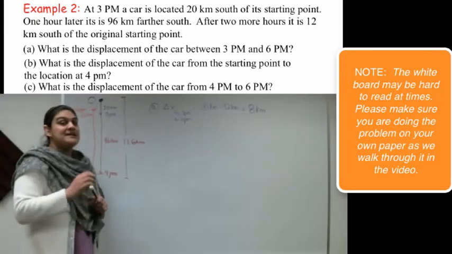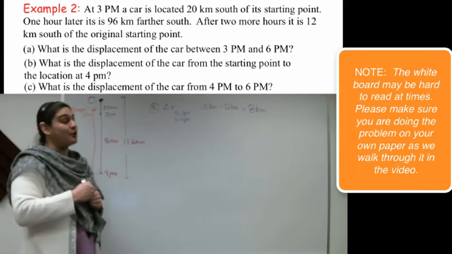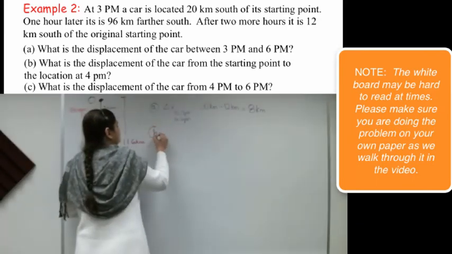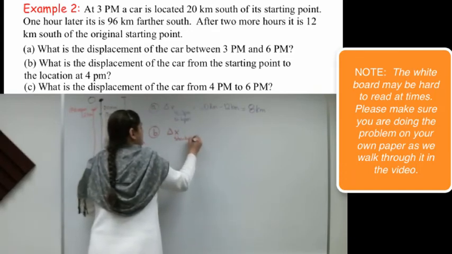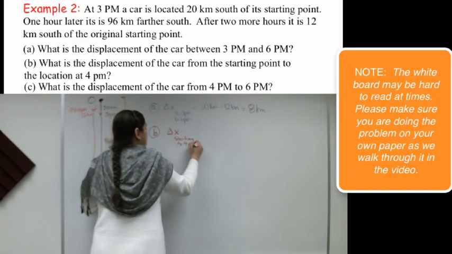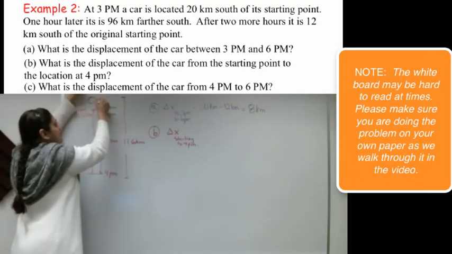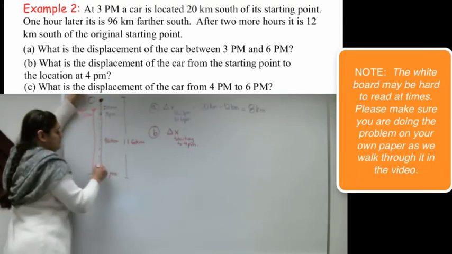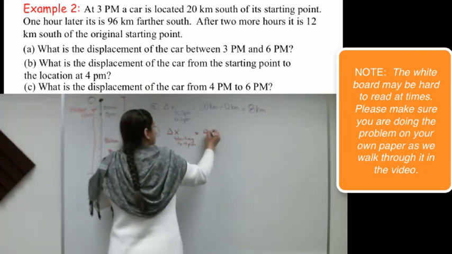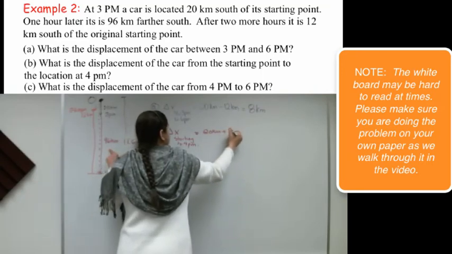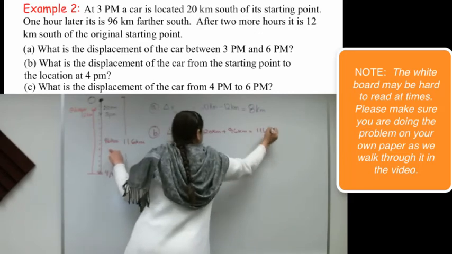For part B, it is asking what is the displacement of the car from the starting point to its location at 4 p.m. So now, delta x from starting to 4 p.m. Okay, so if I was to start at the origin here and work my way all the way down here, what is my displacement? It is 20 kilometers plus 96 kilometers, which equals 116 kilometers.